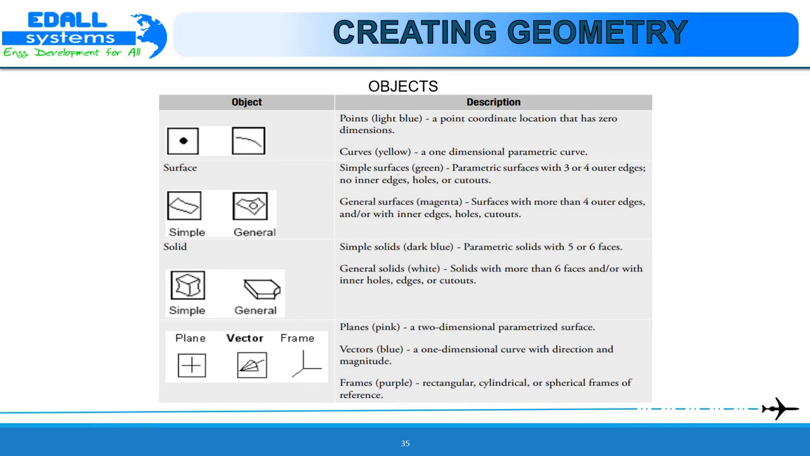The object field defines the type of geometry. For example, if you specify a create action, the object defines what type of geometry you want to create. Pause the video and have a glance at the table.